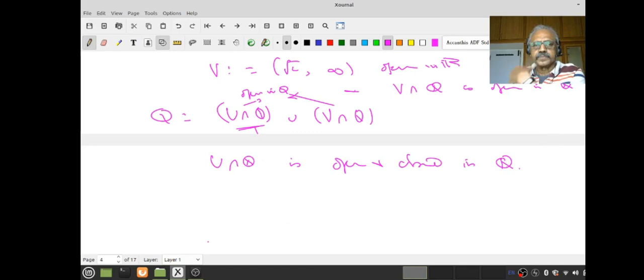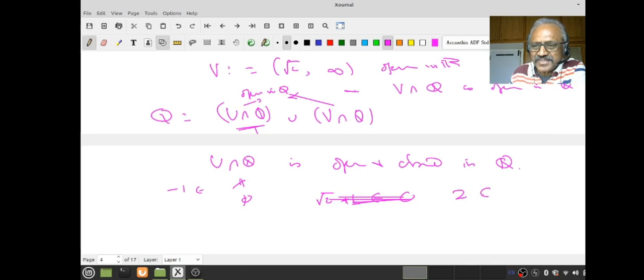Right? And it's not empty. Why is it not empty? For example, minus 1 belongs to this, or 0 belongs to this. Therefore, it's not empty. And it's not equal to X. Why? I can take square root 2 plus 1, that will be in Q. Sorry, I'm very sorry. Take 2, which will be in Q minus U. You understand that? Therefore, this is not equal to X.